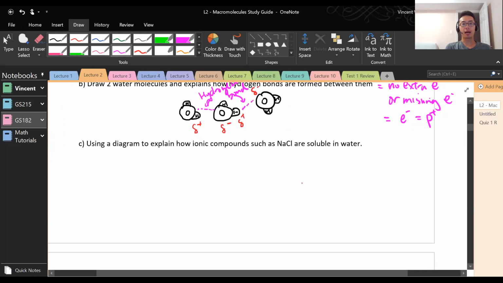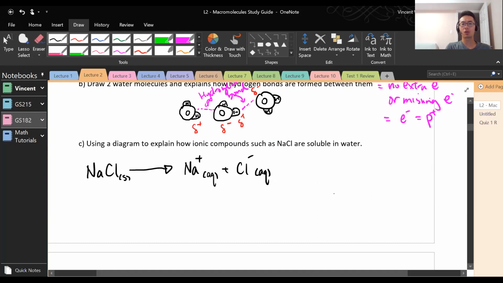Use a diagram to explain how ionic compounds such as NaCl are soluble in water. So you might know this already. NaCl, if you put the solid in water, it's going to dissociate into Na plus and Cl minus. We put aq because it's now in water. It's going to dissociate, it's going to dissolve. So that's how you use a chemical equation to represent dissolving. Not everything is going to dissolve in water, but NaCl will.